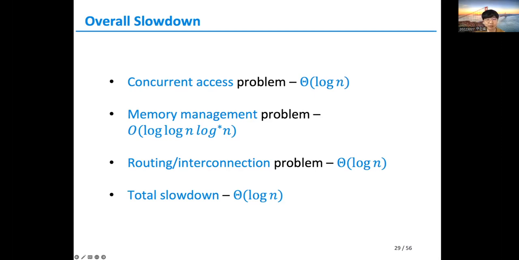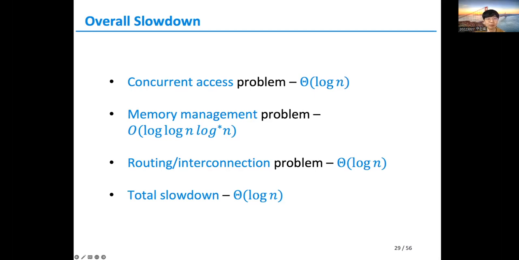Because this is an optimal slowdown, it doesn't really need a new random simulation, because random simulations typically have poor average case performance. The second problem is the memory management problem. This problem is simulating an EREW PRAM on a model parallel computer. On random simulations, a hash function could be used in order to enhance the worst case slowdown. So, the worst case slowdown using random simulations was big O of log n times log star n.